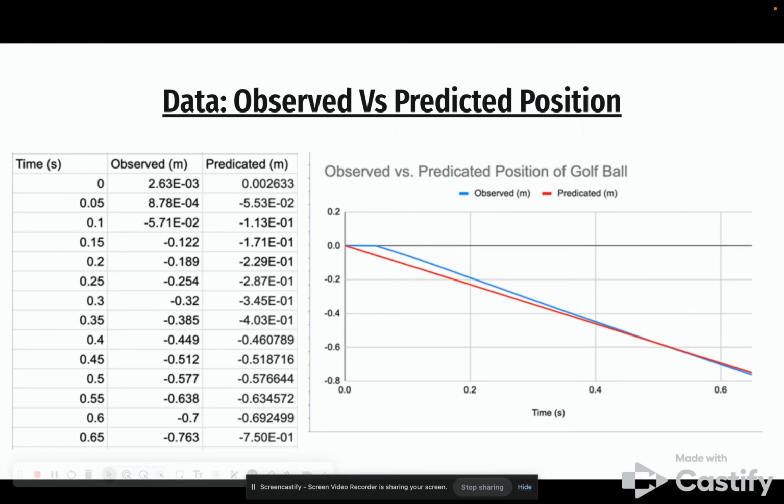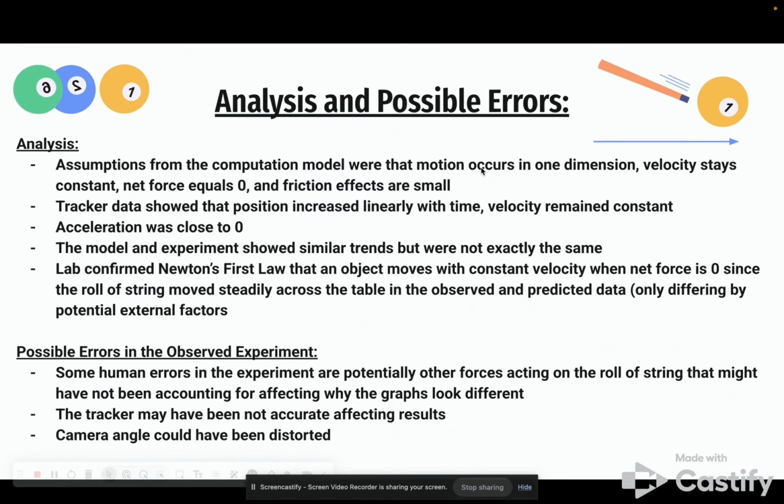Both lines decrease almost linearly over time, which indicates that the object moved with nearly constant velocity, and that matches Newton's first law, since after the push, the net force on the roll was close to zero, so acceleration was nearly zero. The predicted and observed lines are also very close, so the model successfully represents the motion, but they're not perfectly identical because of real-world effects, which we'll talk about in later slides, like friction and measurement uncertainty. Overall, this comparison shows that the computational model gives a good approximation of the real motion observed in the experiment.